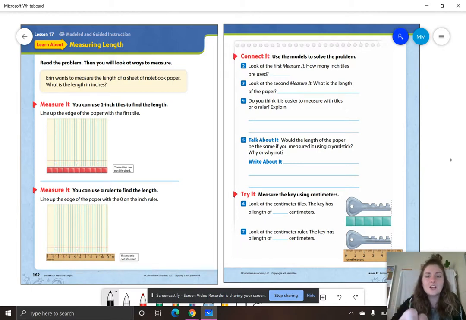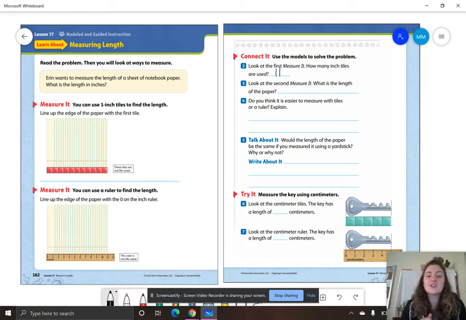On number 2, on page 163, it says look at the first measure it. How many inch tiles are used? Let's go to the first one, and they used 1-inch tiles to measure. Let's count how many tiles they used. 1, 2, 3, 4, 5, 6, 7, 8, 9, 10, 11. They used 11 1-inch tiles.